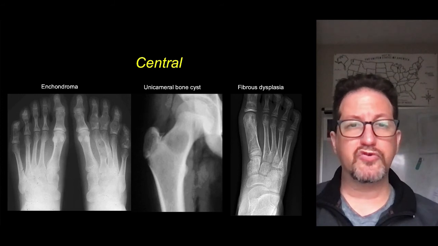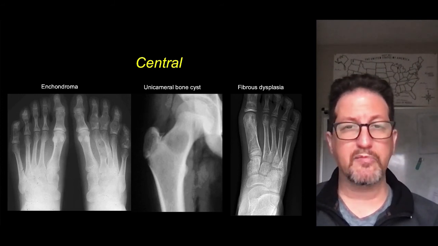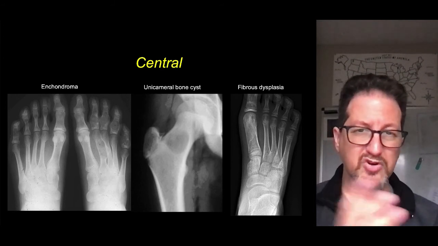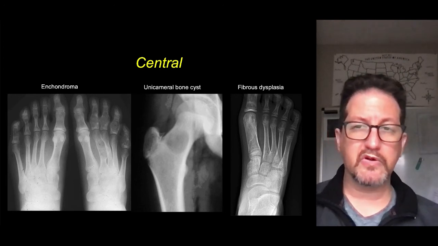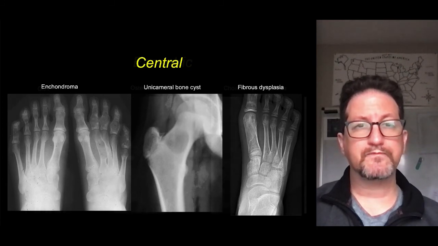And then you have this unicameral or solitary bone cyst in the femoral neck. You can see it's pretty much in the middle. It's not just pushed off to one side. And then that same fibrous dysplasia that we looked at before was also centrally located.